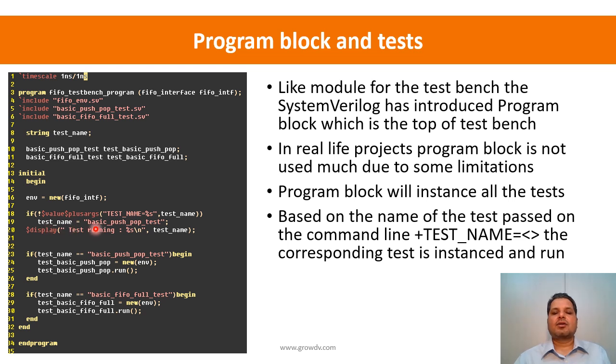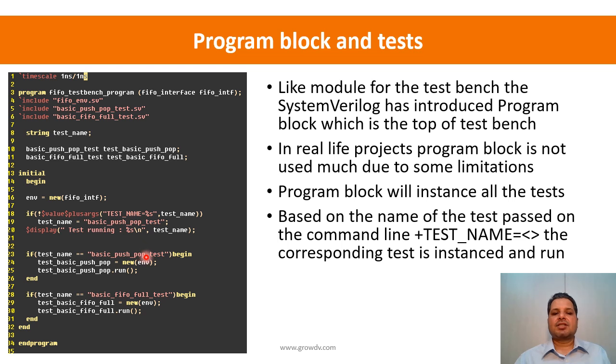$value$plusargs. What this does is, when I run the test, if I have passed on the command line plus test name equal to some string, whatever string is passed, I can extract it within the test bench into this variable called test name. And if no name is passed, then I will just set it to the basic one. So if nothing has been passed, I'll set the test name to the basic push pop test, right? And once I've extracted the name that is passed on the command line, I will come over here and check if the test name equals whichever test name that I intend to, that are available.